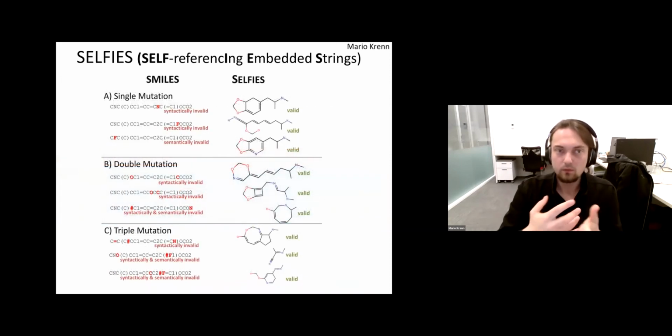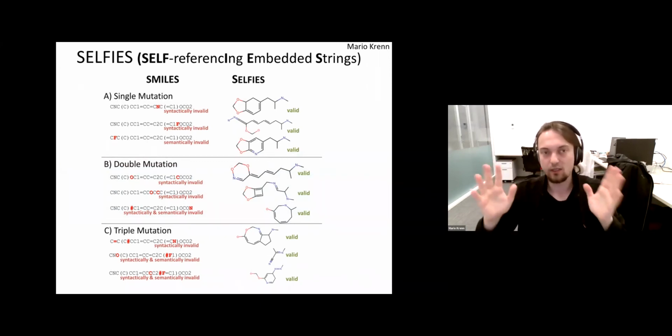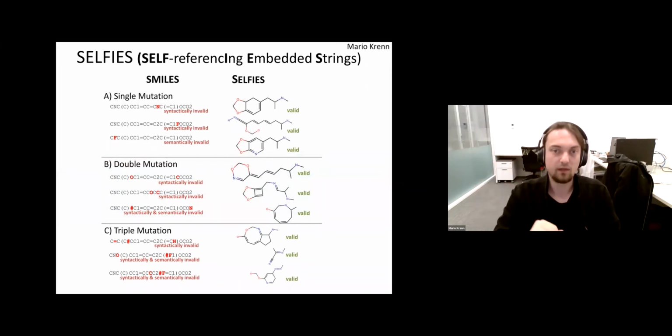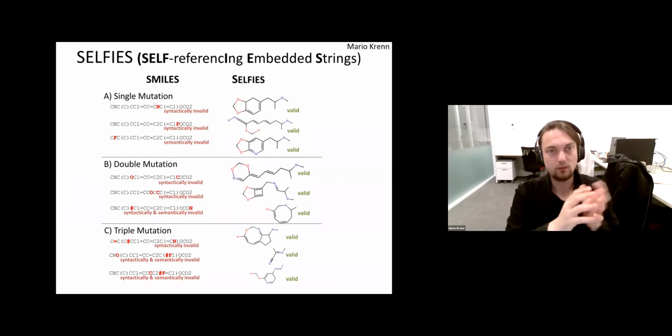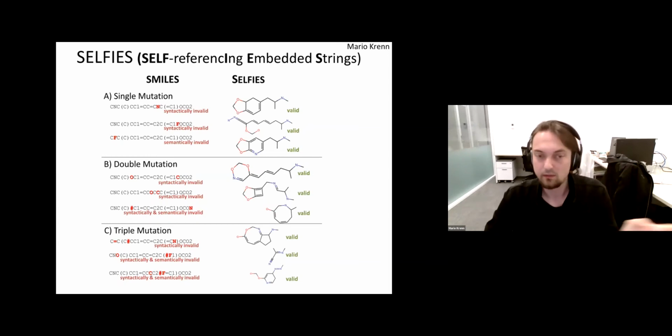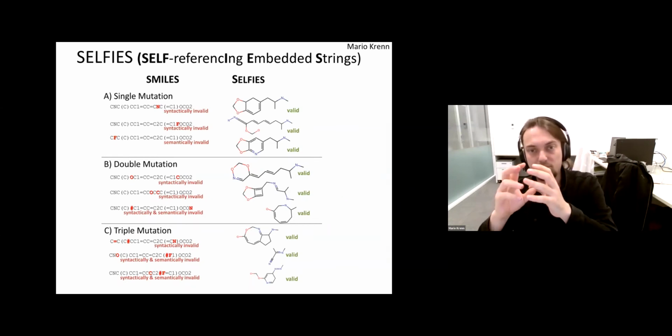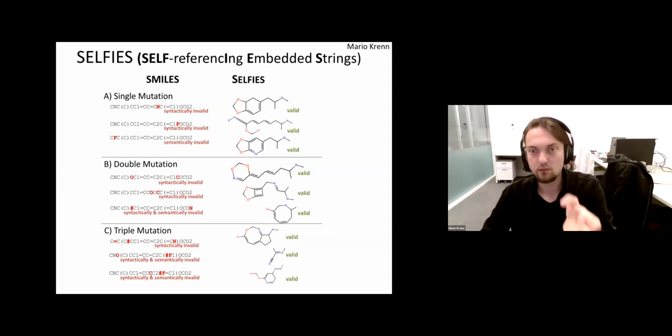If we now look at what happens if we take a string and change a number of letters in the string. If you do that in SMILES, as mentioned before, many of those do not correspond to valid molecules. They are either syntactically or semantically wrong, or in the worst case, they are wrong in both respects. But if you do this with SELFIES, the graph changes, but it still always stays a valid molecule.